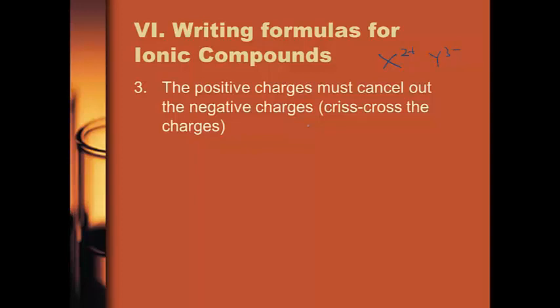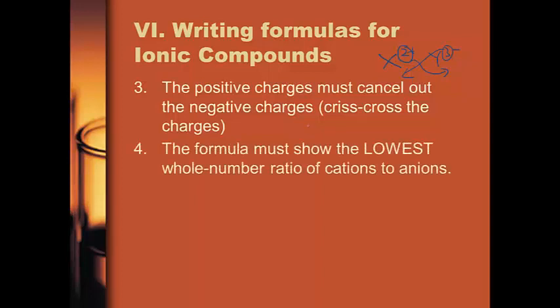In other words, this becomes the subscript for the anion. That becomes the subscript for the cation. And get rid of the plus and minus charges. Ignore those. And the formula has to show you the lowest ratio. If it's 2 to 3, that's the smallest. If it were X2 plus, Y4 minus, you'd crisscross it, and it would be X4Y2. That's not the smallest ratio. 4 to 2, you can reduce it down to 2 to 1. And if there's a 1, you don't write a subscript. If there's no subscript, the subscript is 1.